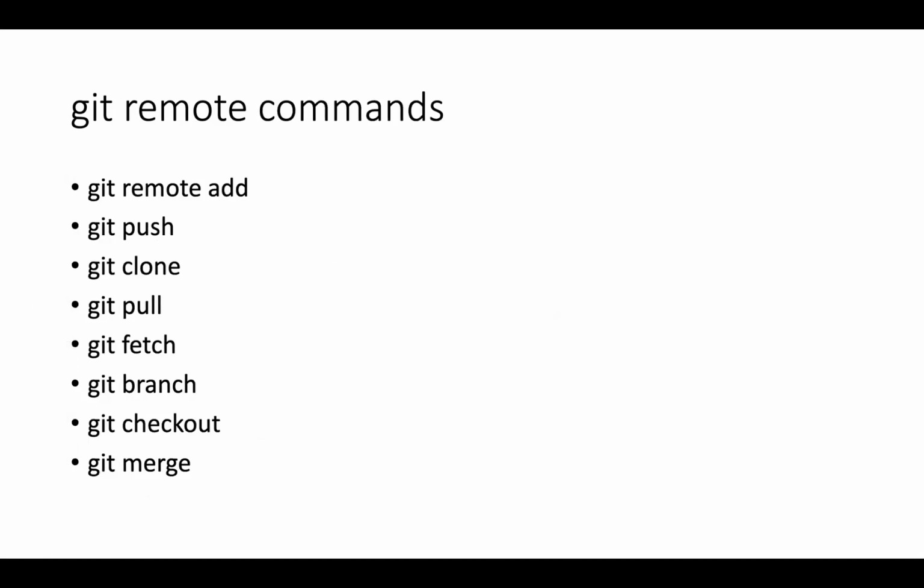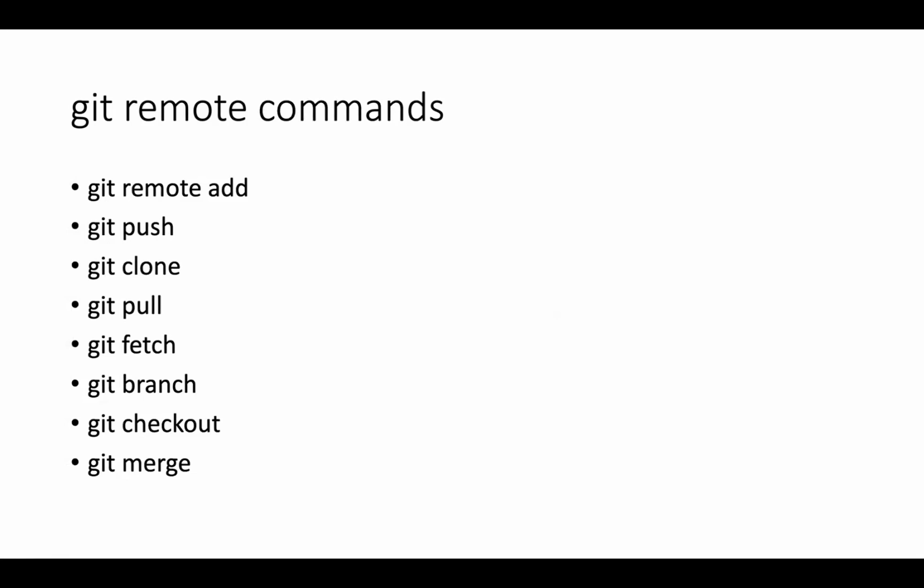These are some of the remote commands. We have git remote, push, clone, pull, fetch, branch, checkout, and merge. Git remote is to add a remote reference to the local repository. It is also possible to have more than one remote reference added to a local repository, and in your git push and pull, you can refer to which remote reference you want to push the changes to and pull from. Git push is to push the changes.